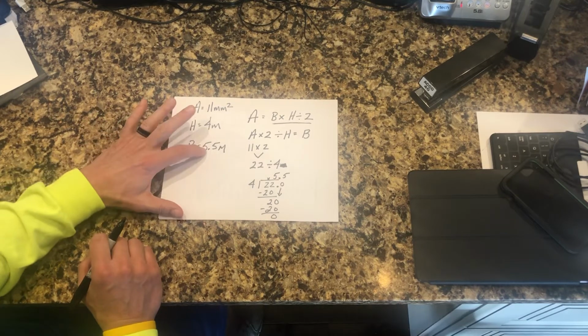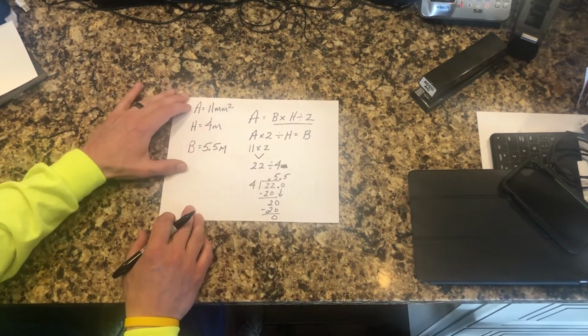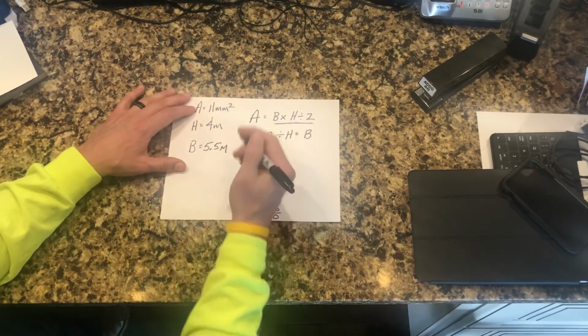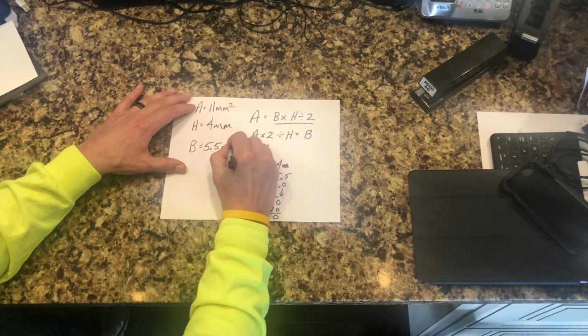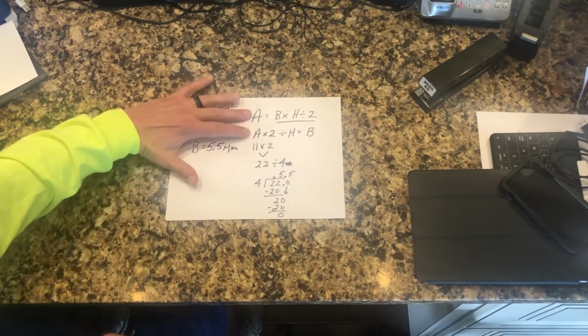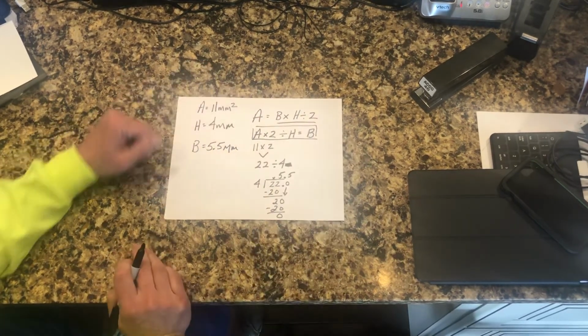So if you were to take 5.5 times 4 divided by 2, the area of that triangle should be 11 millimeters. Sorry, I was saying meters. There you go, 11 meters squared. So that is how you follow that formula to get the base.